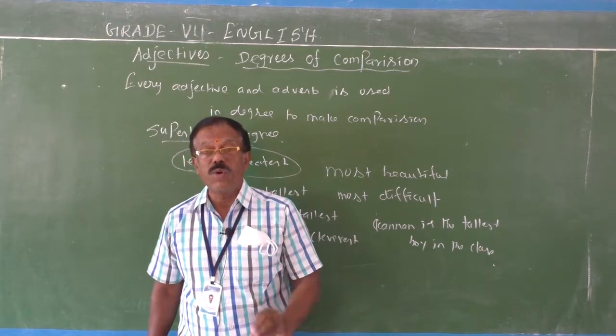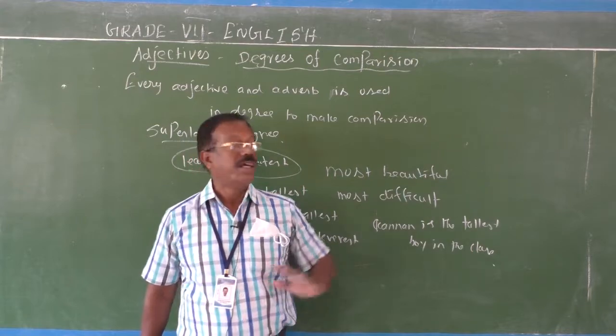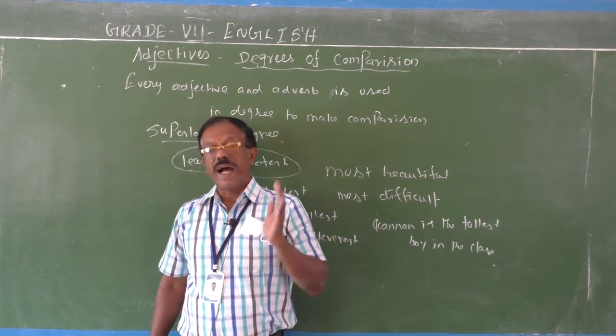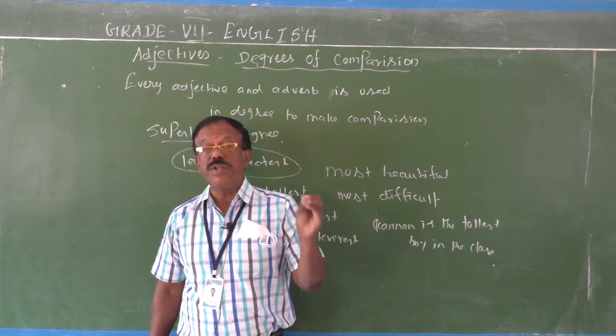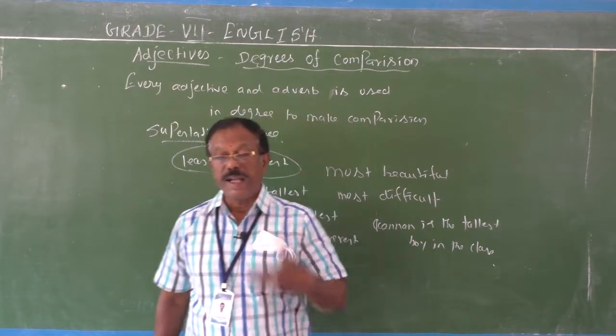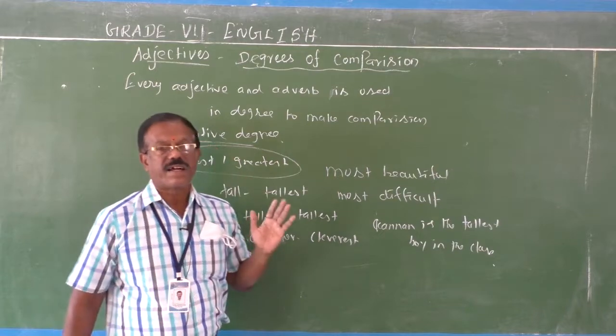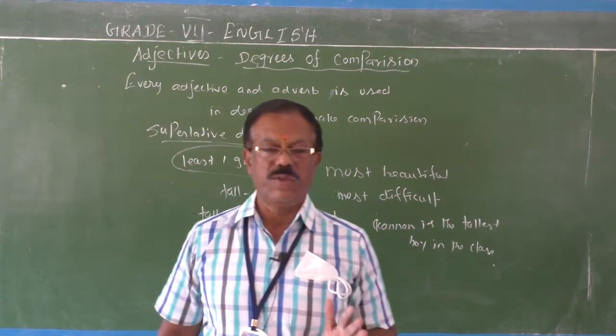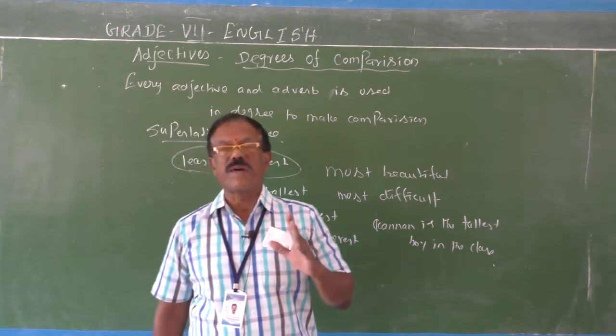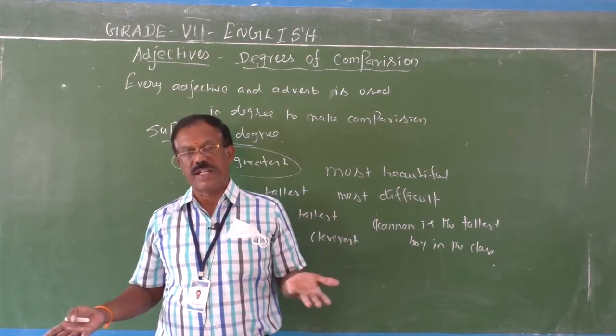Tiger is the most ferocious animal. In all these sentences, I use the superlative degree of adjectives. Let me repeat everything. What are all the degrees? Degrees are nothing but the forms of adjectives. We use different forms of adjectives for comparison.